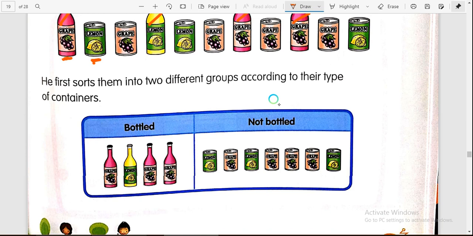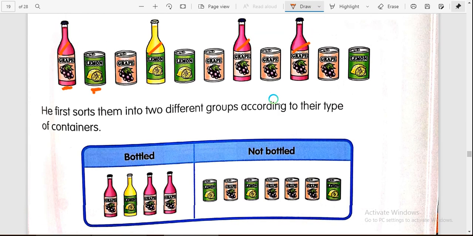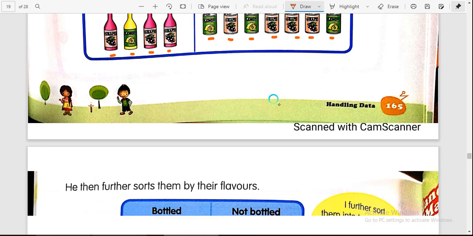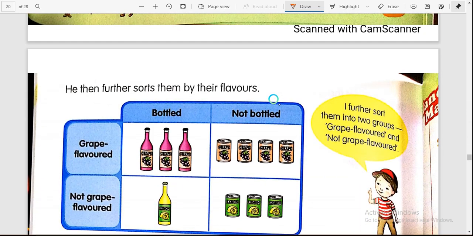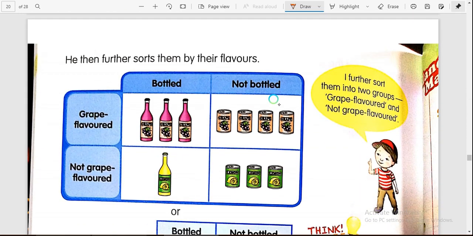Here we have 1, 2, 3, 4. We have 4 bottled drinks and 1, 2, 3, 4, 5, 6, and 7 drinks that are not bottled. So 4 are bottled and 7 are not bottled. Can we sort them in another way? Here he's telling you he then further sorts them by their flavors.